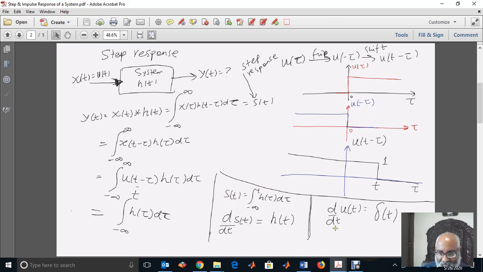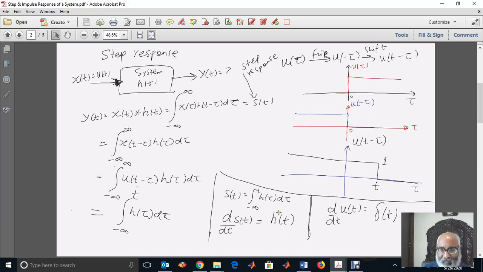Similar to this one, the derivative of the unit step will give me the unit impulse function. With the same analogy, the derivative of the step response will give me the impulse response.